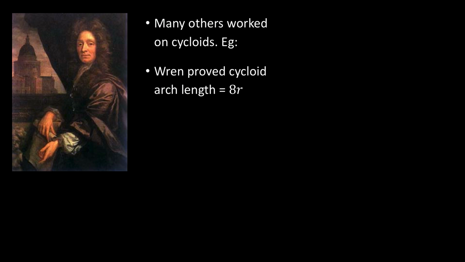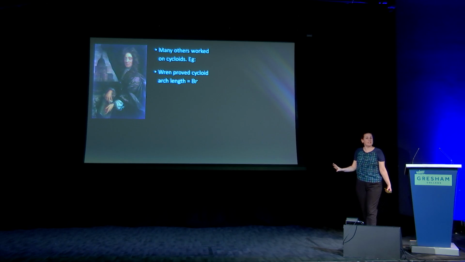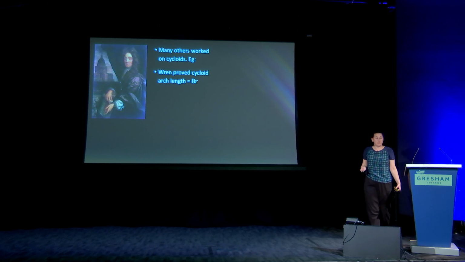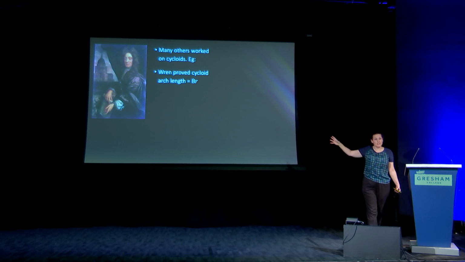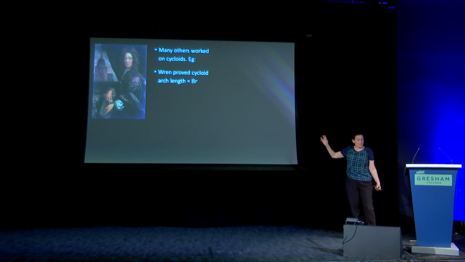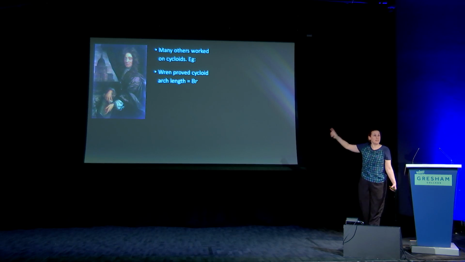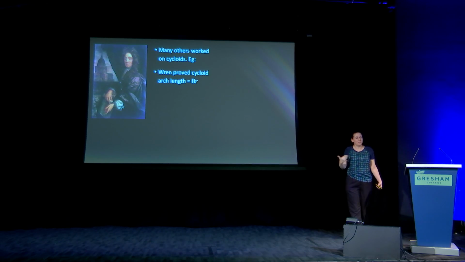Many other people worked on cycloids. If I want to talk about any other roulettes, this will be my last slide on cycloids. So you might recognise the chap on the left there with St Paul's Cathedral behind him. That's Sir Christopher Wren. He worked on cycloids, and he managed to prove that the arch length of a cycloid is exactly, another lovely whole number multiple, 8 times the radius of the circle that creates it.